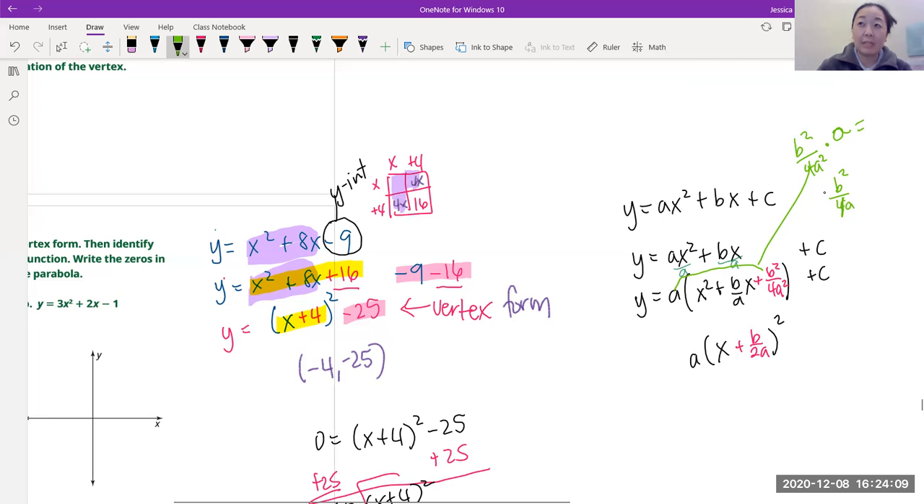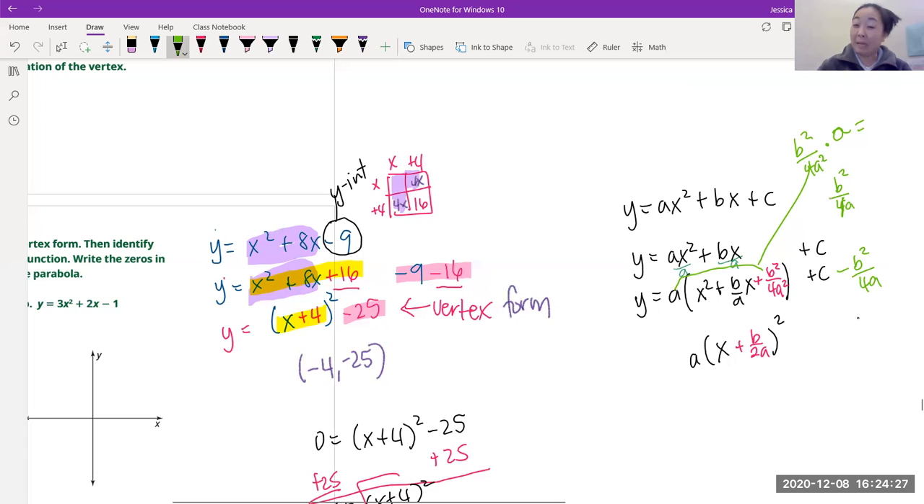Remember, I actually added b squared over 4a instead of 4a squared because of this a out here. So I'm going to subtract that on the same side. We give it and we take it back. So that's going to be b squared over 4a.